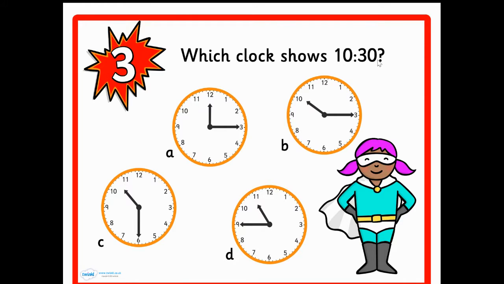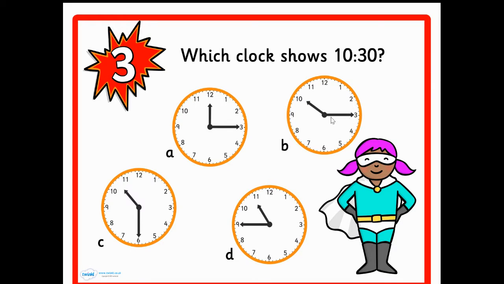Which clock shows 10:30? Oh, this is the digital time. It's quite tricky, this one. We have been looking at time recently, and that's why I chose this challenge. Let's have a look. 10:30. 10:30 in digital time is 10:30. Now, let me see. I'm looking at this one. I can see that's close to the 10. I'm looking at the hour hand here, and the hour hand is quite close to the 10.